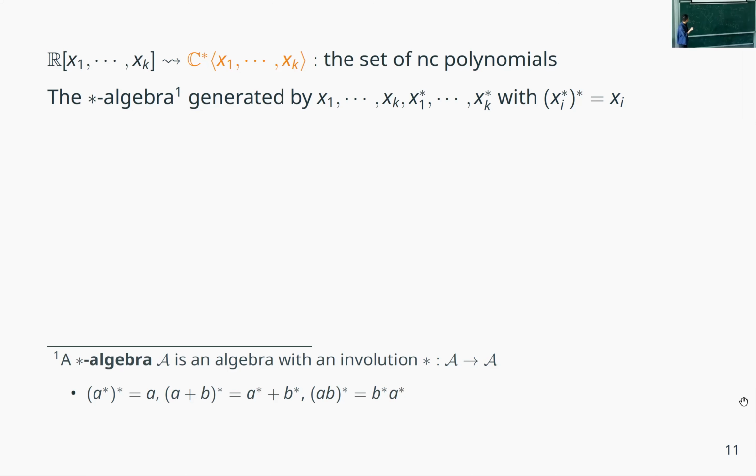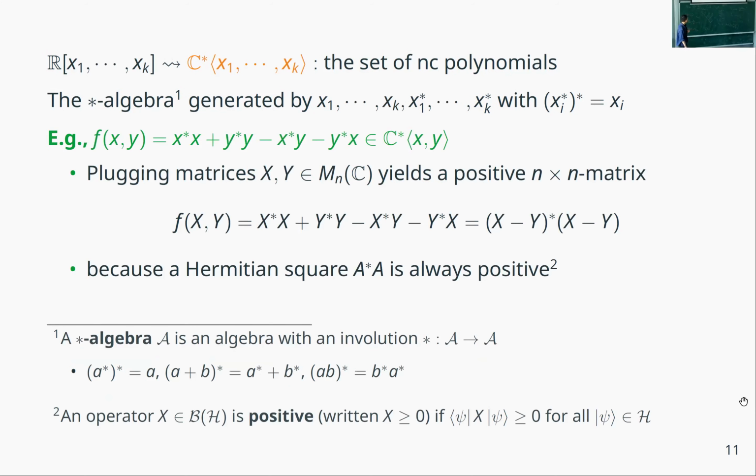This is basically the star algebra generated by 2k variables, x1 to xk and x1 star to xk star, with the constraint that if you take star twice, you go back. If you think of xi as a matrix, you conjugate transpose twice and you get your matrix back again. Here a star algebra is just an algebra equipped with an involution. If you take this involution twice, you get back. This involution preserves addition and reverses the order of multiplication. So we can think of this star as just the conjugate transpose for matrices.